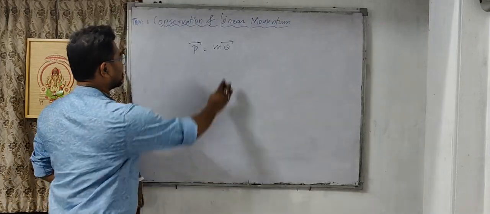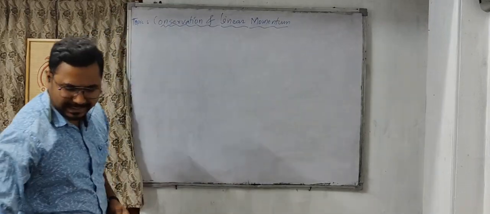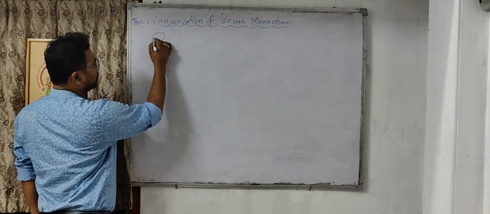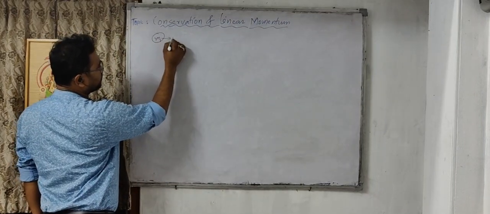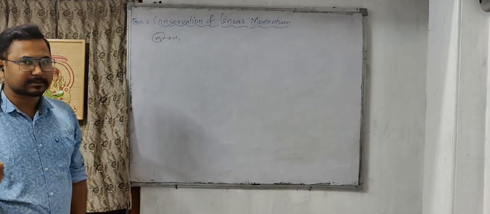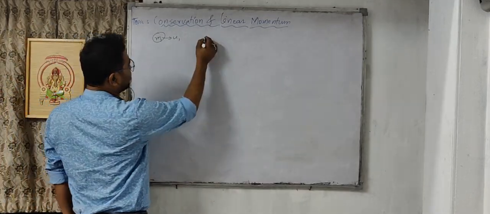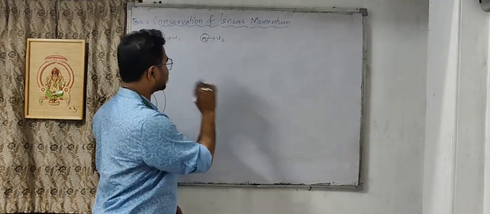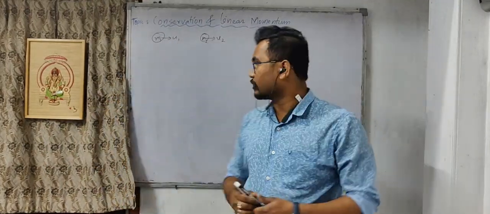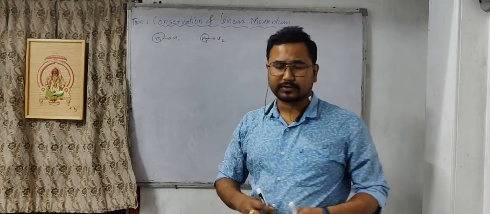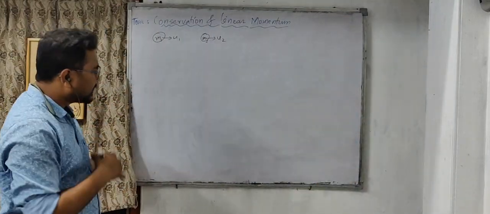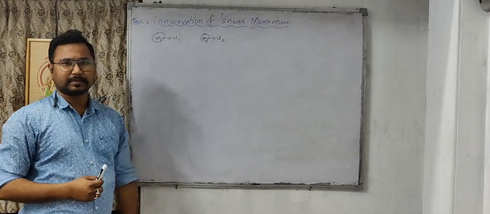Now, first of all, suppose we are taking one simple case. Suppose an object of mass m1 is moving with a velocity u1. Another object of mass m2 is moving with velocity u2. Now, can you tell me in which condition they will collide after some time?